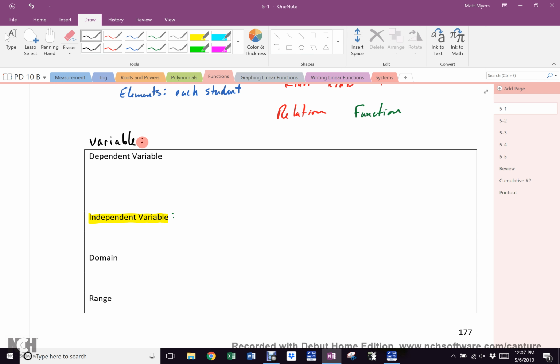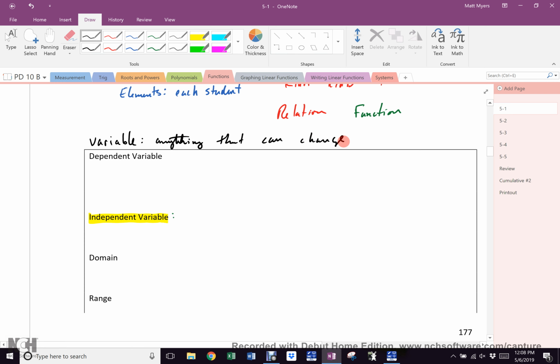Okay? We define what a variable looks like by using a letter. Everybody understand? X is not a variable. X is the symbol we use to show a variable. Everybody cool? So a variable is anything that can change. All right, good.